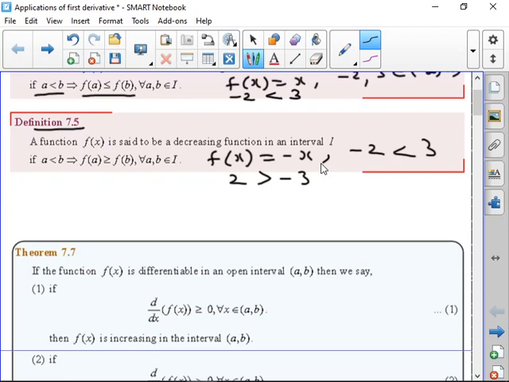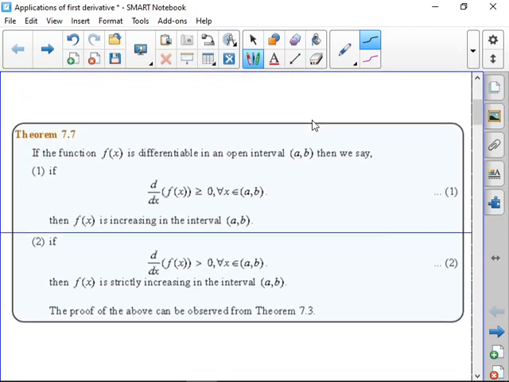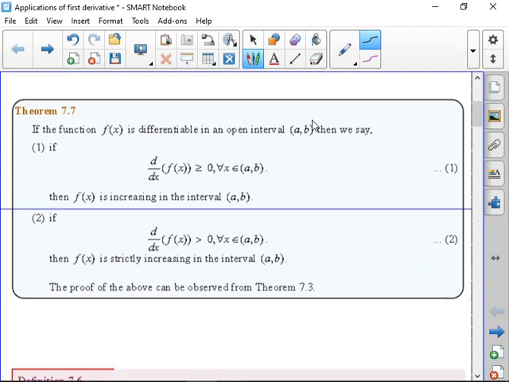Here we have theorem 7.7, without proof. If the function f of x is differentiable in an open interval a comma b, and if d by dx of f of x is greater than or equal to 0 for all x belonging to the interval, then f of x is increasing in the open interval a comma b. Now d by dx of f of x is f dash of x.